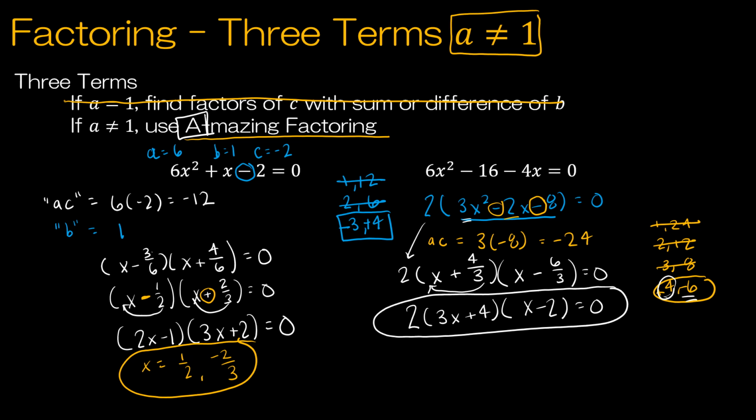My final solutions are the opposite of 4/3, or negative 4/3, and the opposite of negative 6/3, so the opposite of negative 2, which is 2.